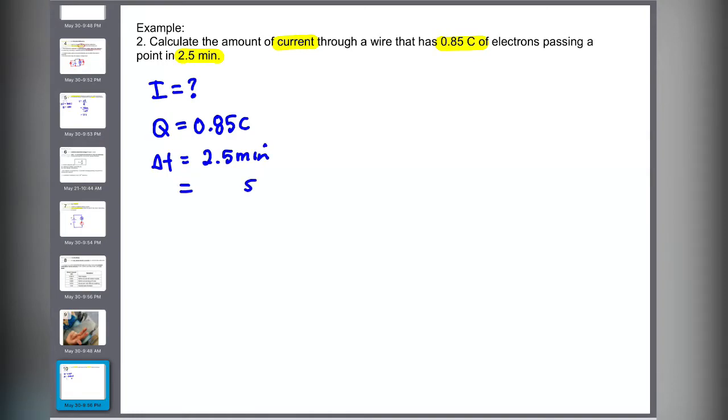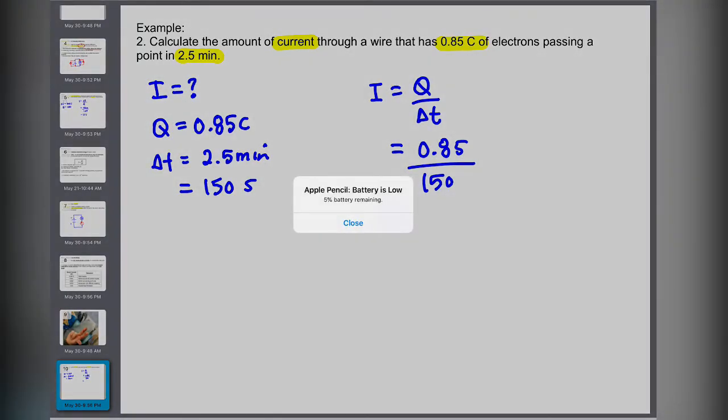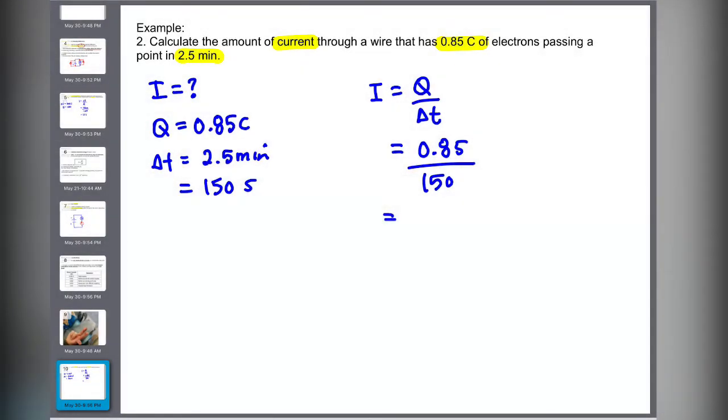And we know that it has to be in SI unit. So 2.5 minutes, 60 seconds in a minute, so 150 seconds. So everything is in SI, is good to go. Equation is I equals Q over delta T. So 0.85 divided by 150 is 0.0057. So 2 significant digits, 0.0057 is what I'm going to write. The answer is in amperes because it is current.